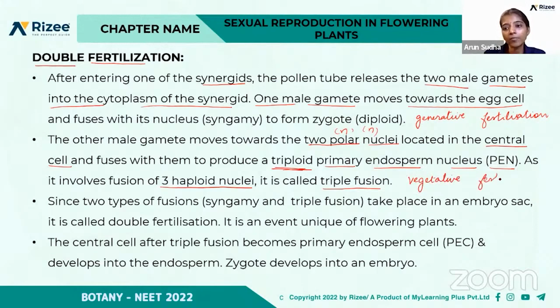Vegetative fertilization, right? Because here the fertilization of the egg with the male gamete leads to the formation of the zygote, so that is generative fertilization, and this is called vegetative fertilization. Okay. So this double fertilization was reported by the scientist Nawaschin in Fritillaria and Lilium plants.